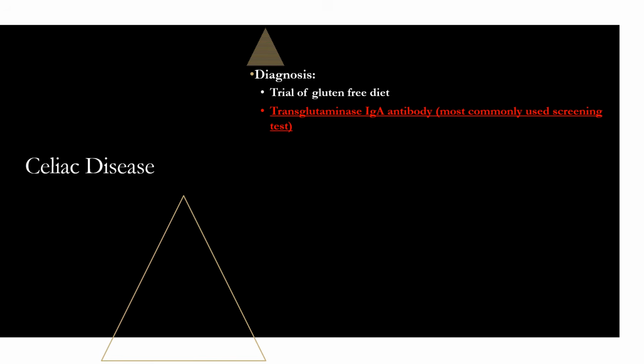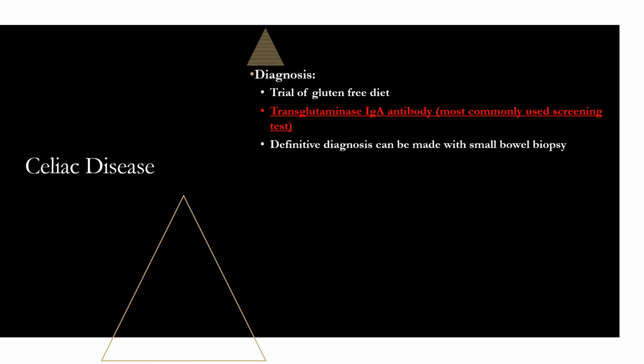It's a serum antibody test, and it's important that these patients are still eating gluten when you do this test, because if it's been a few months and they decided, well, I think I have a gluten sensitivity, I think I have celiac disease, and they stopped eating gluten for a couple of months, and then you do this transglutaminase IgA antibody, it may come back negative because they've had an absence of gluten in their diet, and these antibodies will disappear. So you want to make sure that they haven't already been adjusting their diet. But that's going to be your most commonly used test.